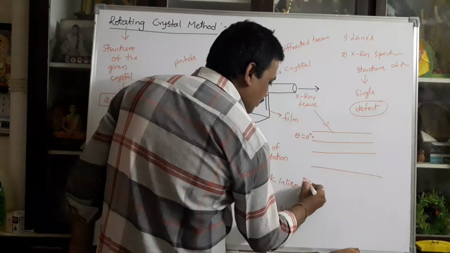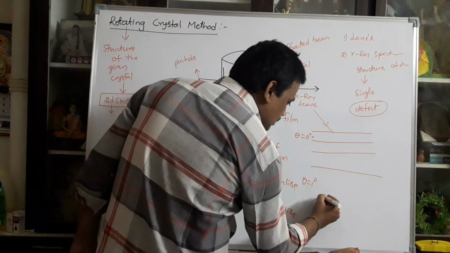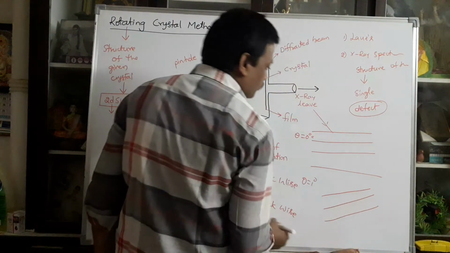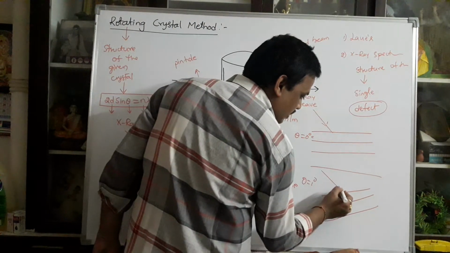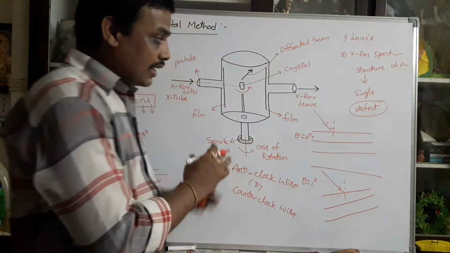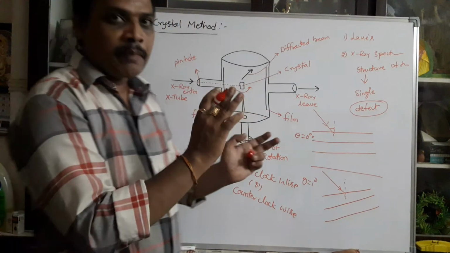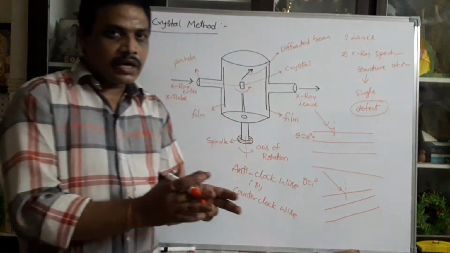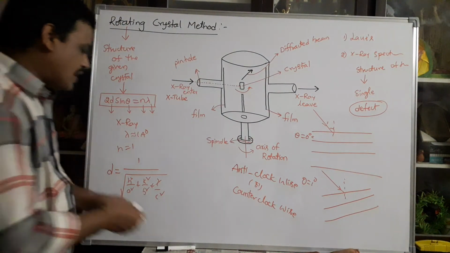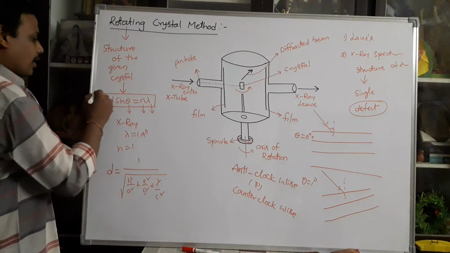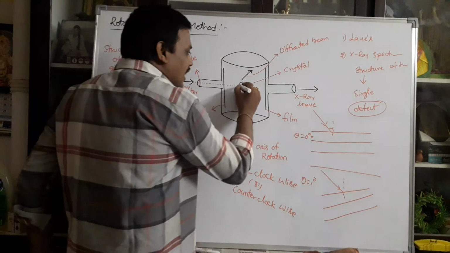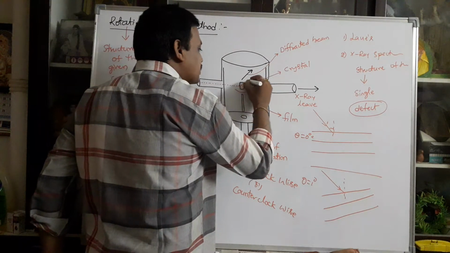Suppose you rotate by 1 degree. Then the lattice planes may be like this, and the X-rays are incident like this. So at a particular angle, theta must be changed. So the incident angle and the rotating angle are matched. On that matching condition, they obey Bragg's relation, 2d sin theta is equal to n lambda. This condition is obeyed, and on that condition the X-ray is diffracted like this.